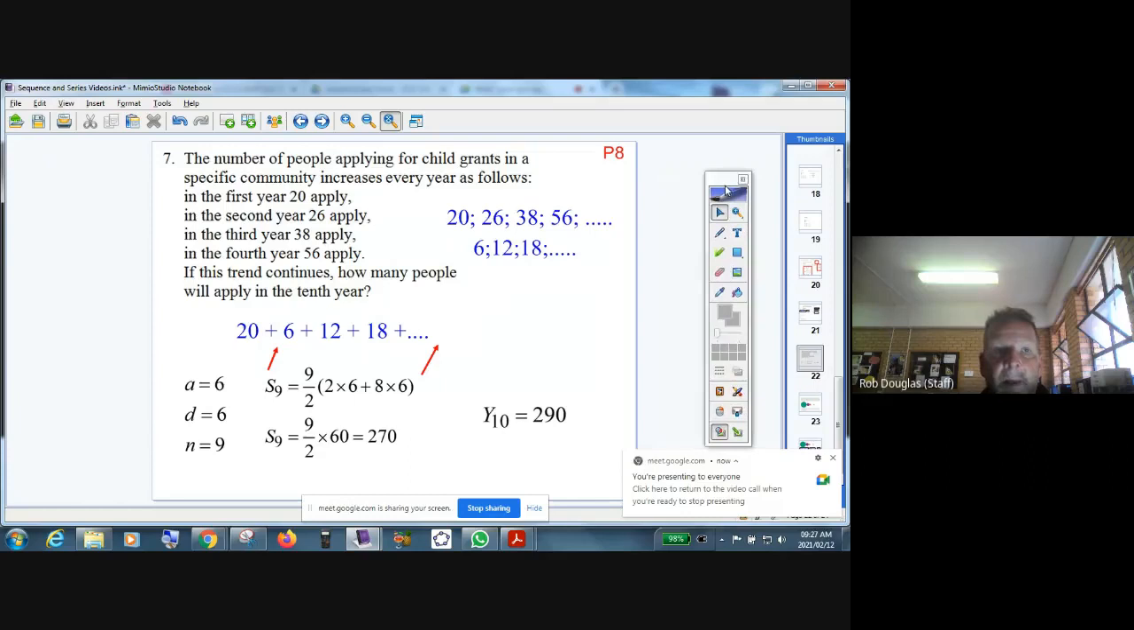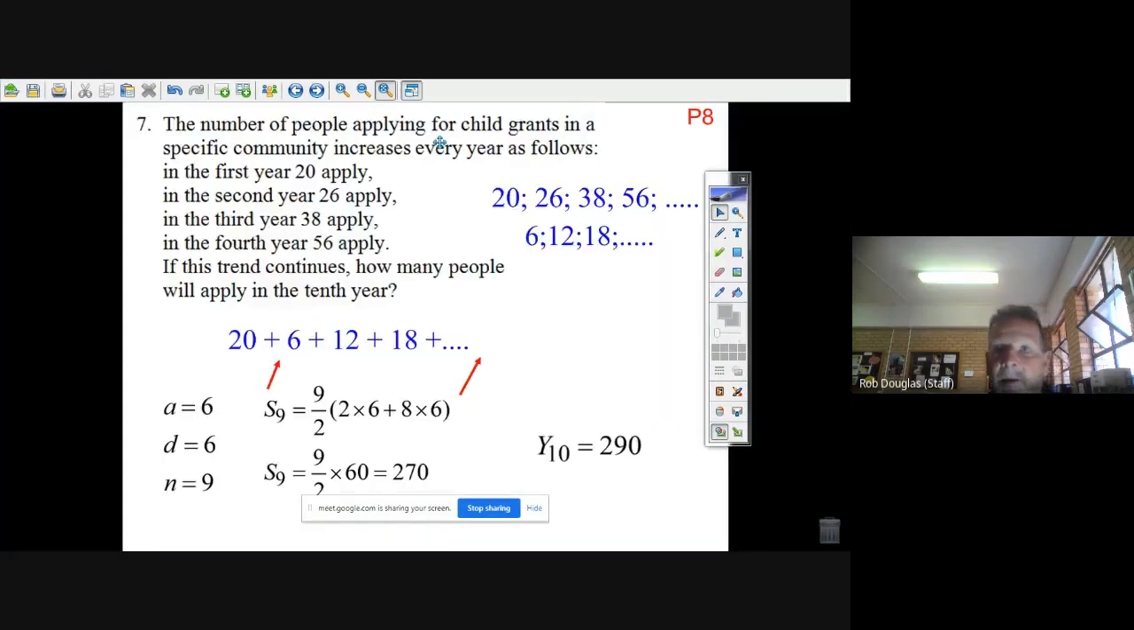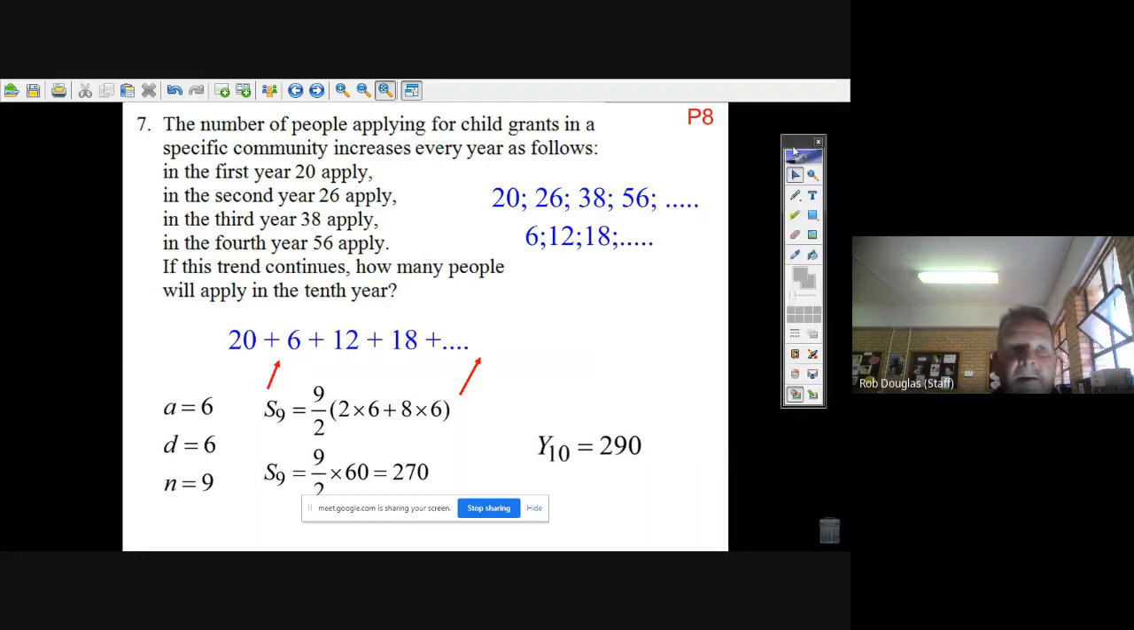Okay, we're going to look at some more challenging sequence and series questions. This is just an example. I just sort of picked them at random. This is question 7. I found it sort of interesting. It says here that the number of people applying for child grants in a specific community increases every year as follows. Well, first there's 20, then there's 26, and then there's 38, and then there's 56 people.